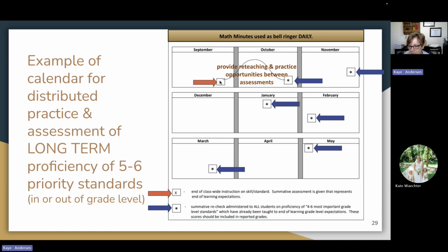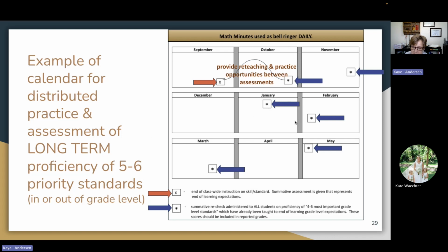Now, once that assessment is given, I have to know who was proficient at that standard and who wasn't proficient at that standard. If they were not proficient at the skill, I have to think, how am I going to provide reteaching for those students that aren't proficient, as well as practice opportunities for all students before I come back and assess that standard again. And remember, we said it needs to go about a month.